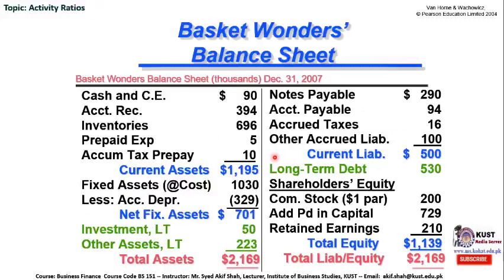Since this is in continuity to my previous lecture, once again we have taken the Basket Wonders balance sheet for December 31st 2007 for picking up the relevant data regarding the activity ratios. In this lecture, the emphasis will be on the activity ratios of Basket Wonders, and we are going to deal with formulas which require us to collect data not only from the balance sheet of Basket Wonders but also from the income statement.